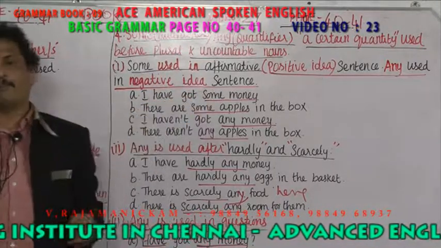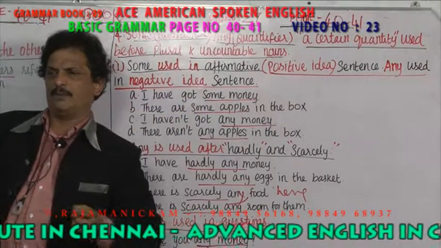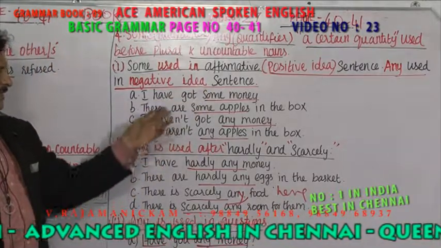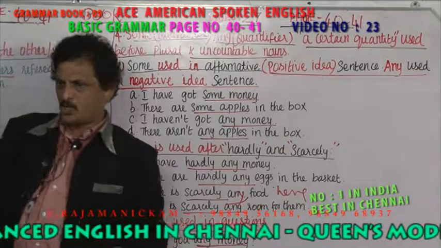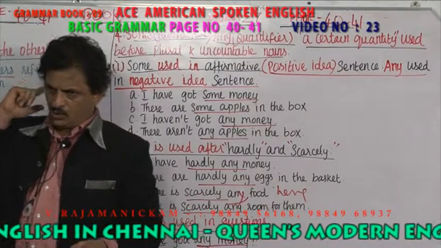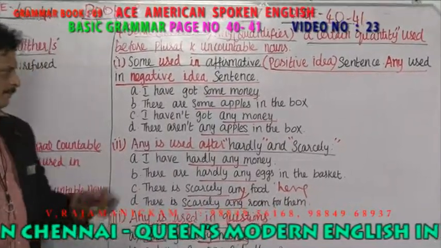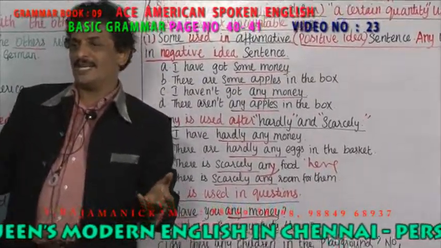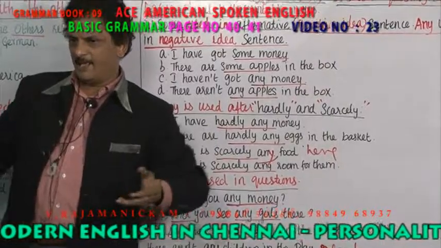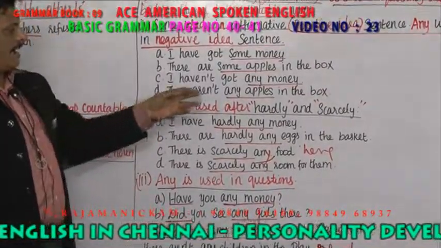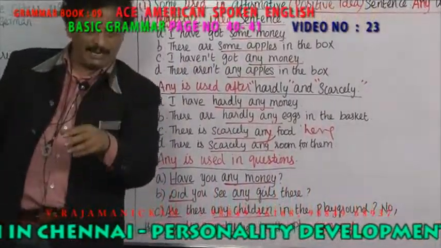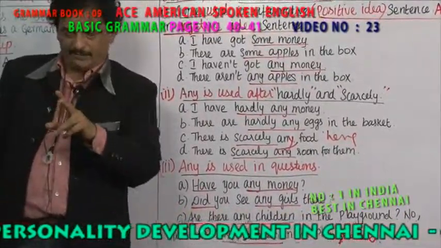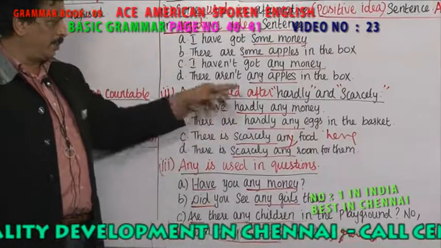I have got some money. There are some apples in the box. I haven't got any money. There aren't any apples in the box.